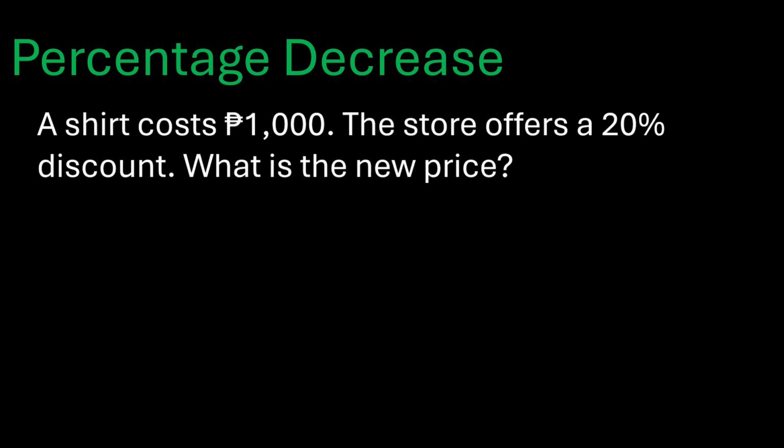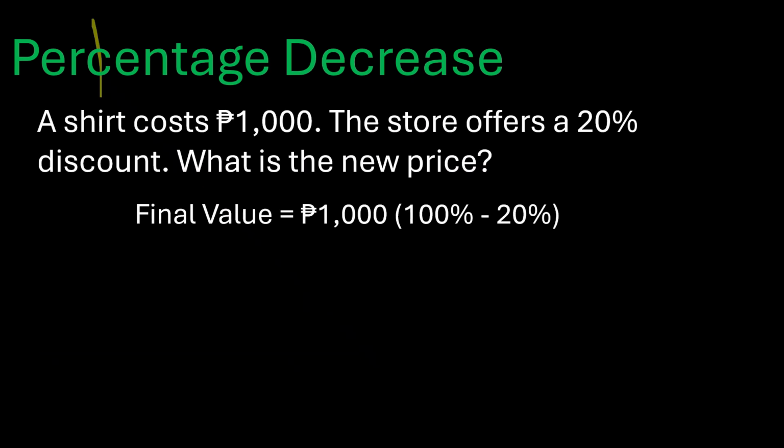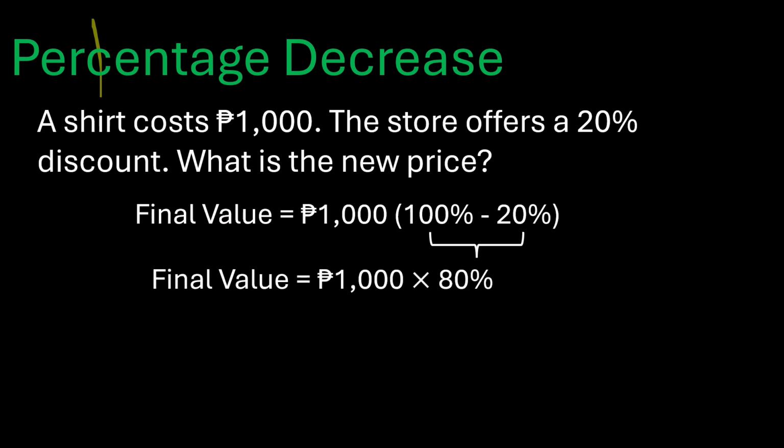Substitute the values. Final value equals 1,000 pesos times (100% minus 20%). Now simplify what's inside the parentheses. 100% minus 20% equals 80%. So we have final value equals 1,000 pesos times 80%.